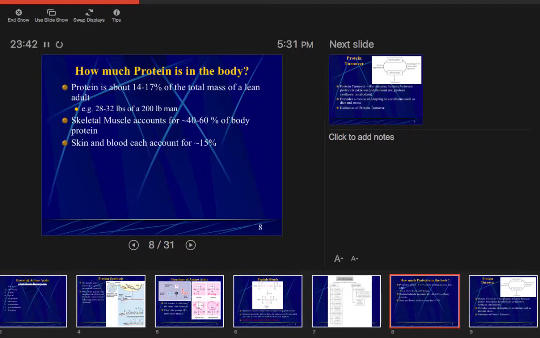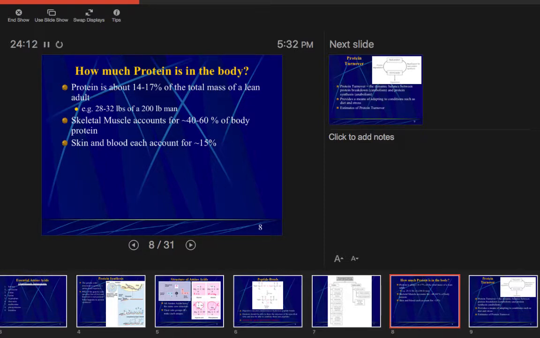That's the actual protein. In other words, the water's removed, everything. That's just protein. So for example, about 28 to 30 pounds of a 200-pound man would be protein. If you look at the overall protein categories in the body, skeletal muscle accounts for about 40 to 60% of body protein. That's where most of it is. Most of it's in skeletal muscle.